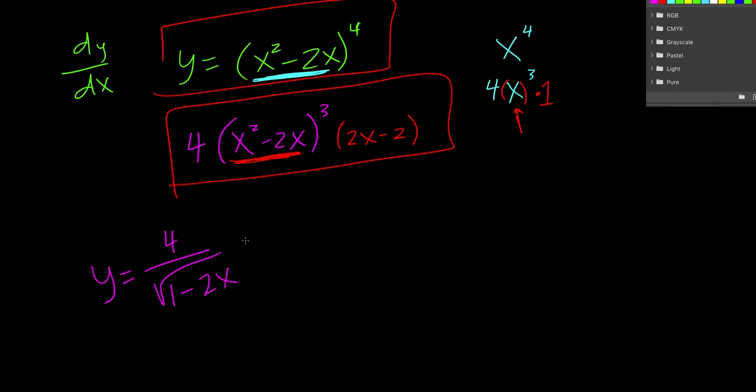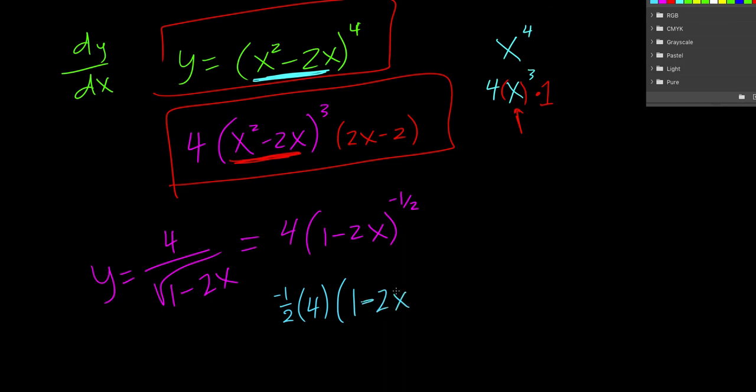Before we take the derivative of this, we want to rewrite this as 1 minus 2x raised to the negative 1/2. Now we just do the regular derivative. So we bring the negative 1/2 out in front, times the 4 that's already out there. Rewrite the inside, just exactly how it shows up. Reduce this by 1.